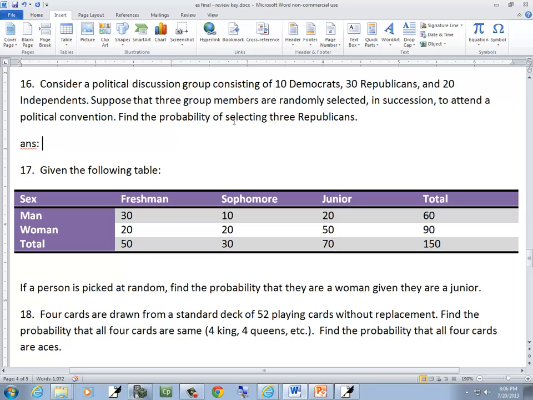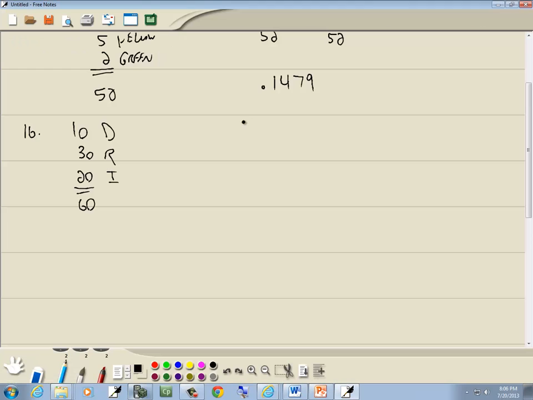Find the probability of selecting 3 Republicans. Now, you're choosing 3 to attend a convention. It wouldn't make any sense for us to pick the same person over and over. So we want 3 separate Republicans. So the first one's going to be Republican, and the second one's going to be Republican, and the third one's going to be Republican.